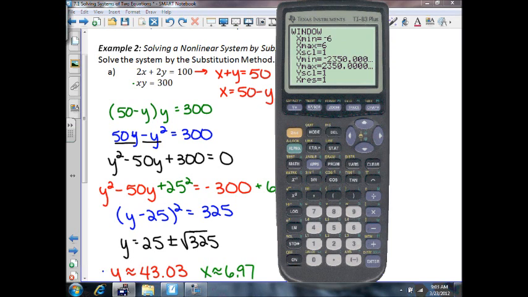Actually, we're going to check our window here. Let's see what it looks like. Wow, y min and y max are crazy big. So let's change this to negative 200 to 200 to see what we get, and we'll change our x min and x max to negative 50 to 50. As you can see, our first intersection will be here when x is about 6.97 and y is 43.03. Our second intersection will be down further here when x is 43.03, y will be about 6.97. Therefore, your answer is correct.